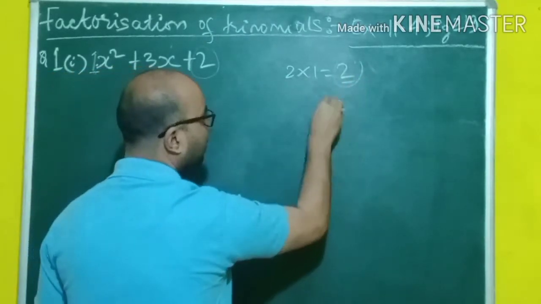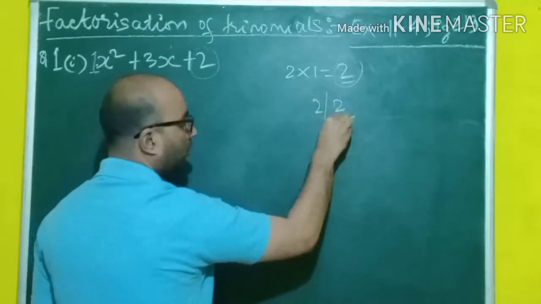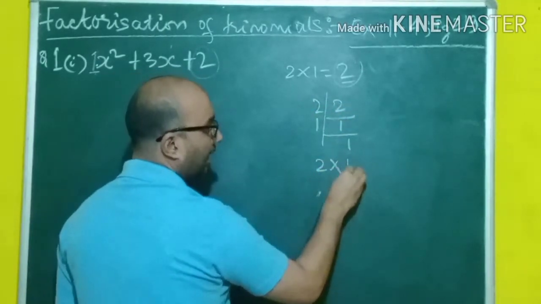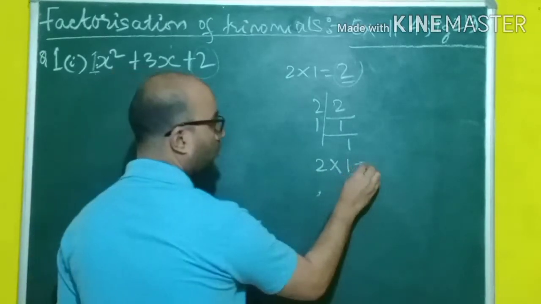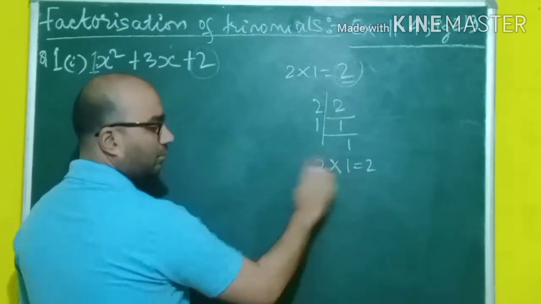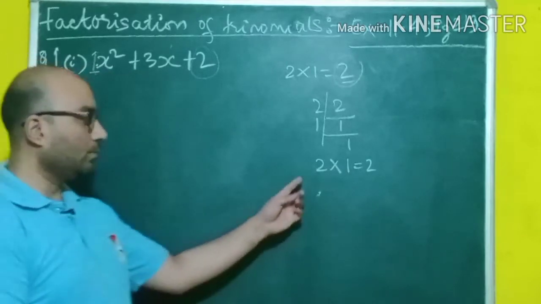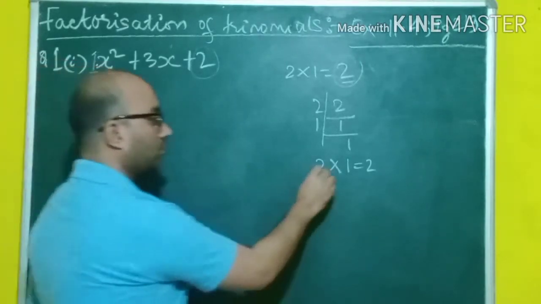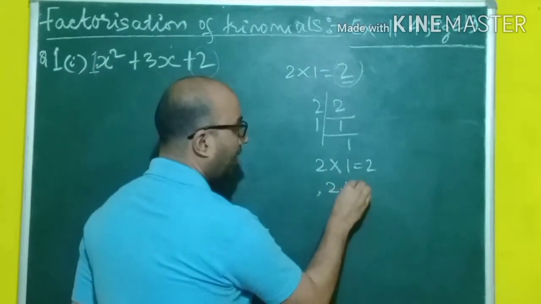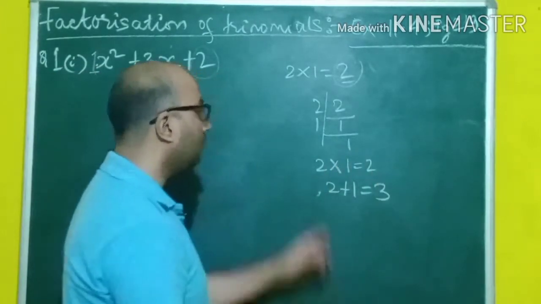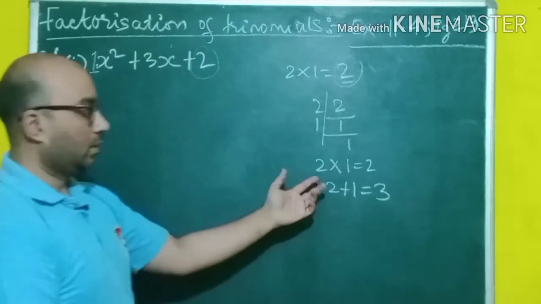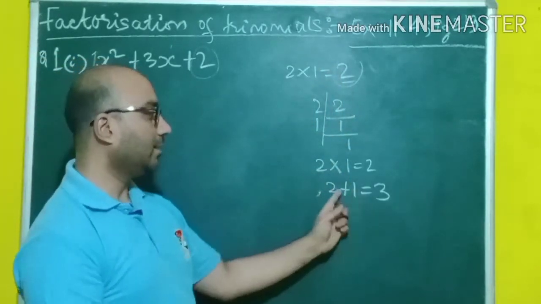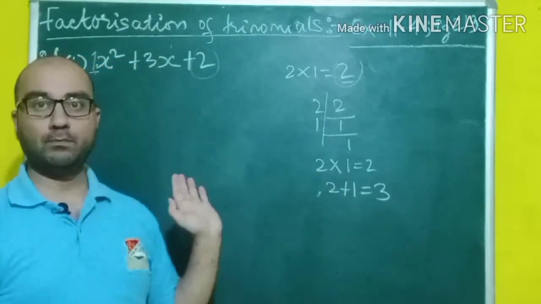Now we factorize this 2: 2 ones are 2. So 2 and 1 are the factors of 2, and 2 into 1 is 2. This is quite a simple sum, because the factors are already giving us the middle term. The factors are 2 and 1. If you add the 2 and the 1, we get 3. So after multiplying, you should get this term, and after adding the two factors, you should get the middle term.